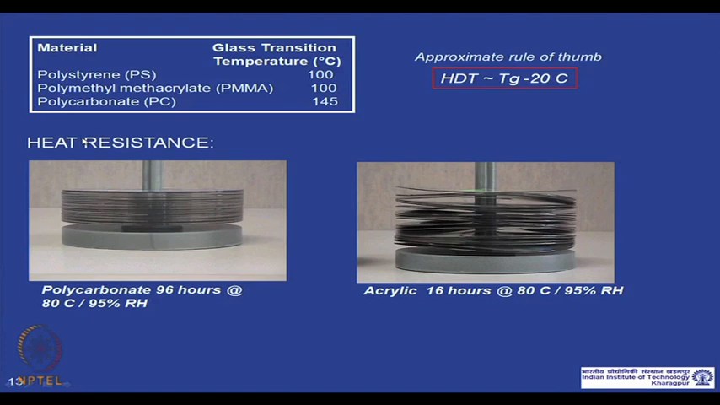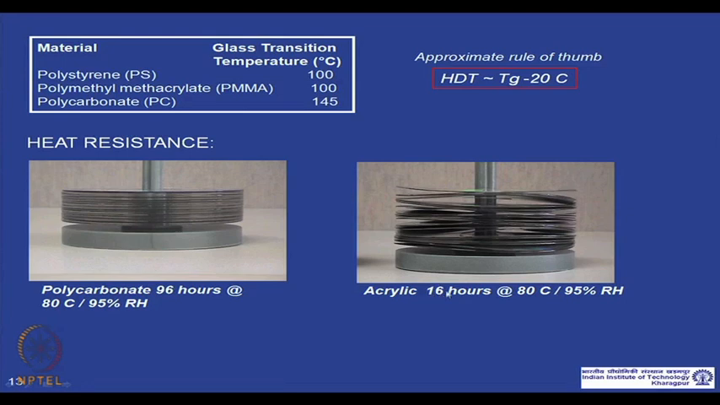Now, why is it important? Let me give you an example. These are all amorphous materials: polystyrene, polymethyl methacrylate, and BPA polycarbonate. The approximate Tgs are listed here, 100, 145. So, looking at this, if you make some specimen or product out of the material, these materials will survive till around 100 degree centigrade. But that conclusion will be erroneous if we see this example. These are CD discs made from polycarbonate, and these are made from polymethyl methacrylate. Now, these were subjected to heating conditions for 96 hours at 180 degree centigrade and 95 percent relative humidity. Same thing here, but much lower.